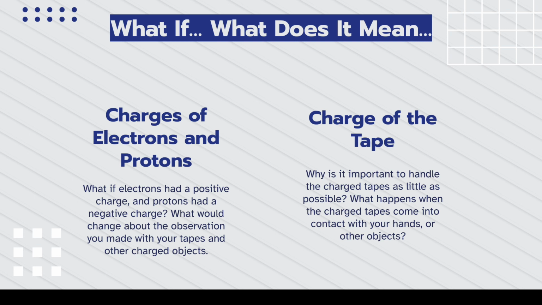Additionally, it is important to handle the tape as little as possible because touching the charged tapes with the hand would lead to a transfer of electrons, specifically the transfer of electrons from the surface of the hand to the positively charged tape. Thus, it would decrease the positive charge on the tape, leading to weaker interactions.